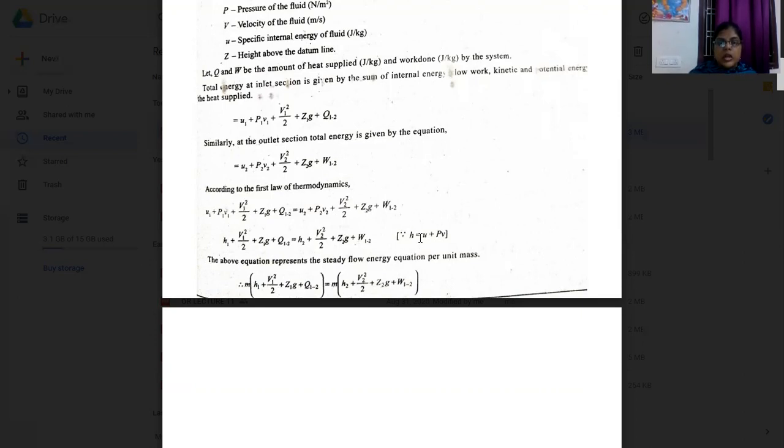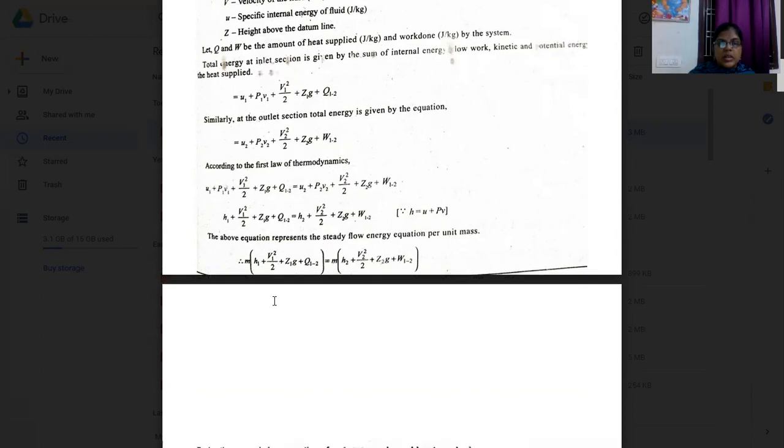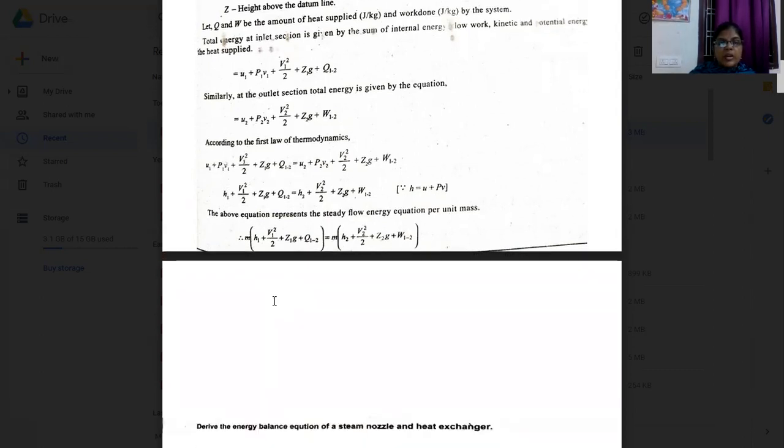What do you know? Enthalpy is nothing but the summation of internal energy and the product of pressure and volume. So H is equal to U plus PV, internal energy plus pressure into volume. So we can write u1 plus p1v1 as h1, plus v1 square by 2 plus z1g plus q12 is equal to, here also u2 plus p2v2 we can write as h2, plus v2 square by 2 plus z2g plus w12. The above equation represents the steady flow energy equation per unit mass.